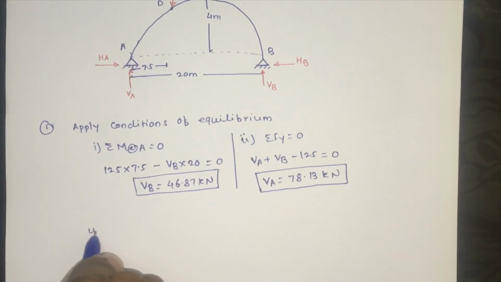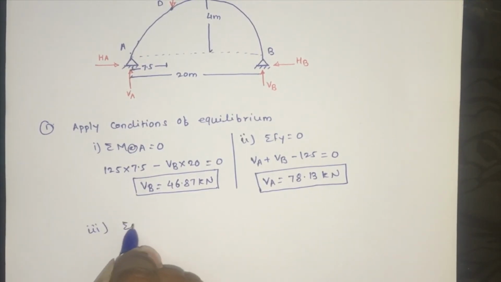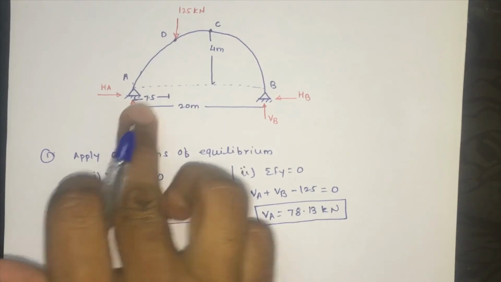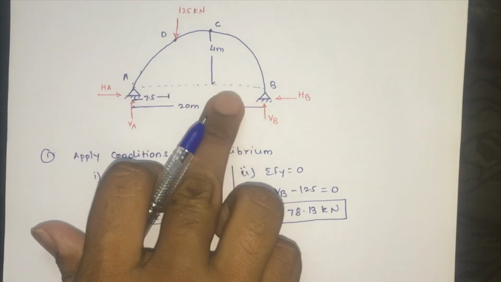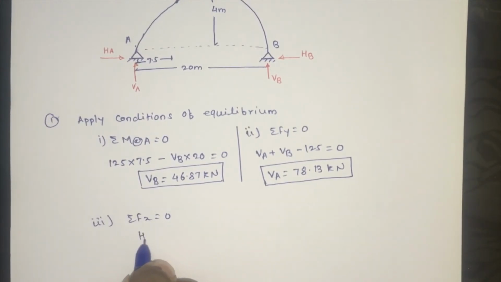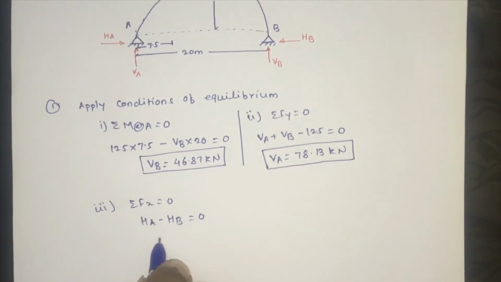apply the third equilibrium equation, that is summation of Fx is equal to 0. If I take summation of x is equal to 0, in this case HA is in this direction and HB is in this direction. So HA minus HB is equal to 0. So this becomes HA is equal to HB, and consider this is equal to H.